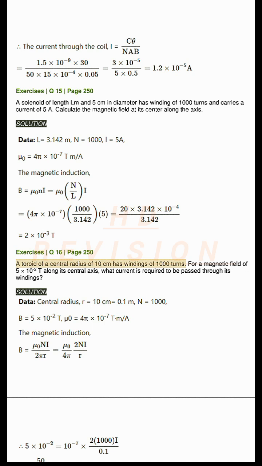A toroid of a central radius of 10 cm has windings of 1000 turns. For a magnetic field of 5 times 10⁻² T along its central axis, what current is required to be passed through its windings? Solution.